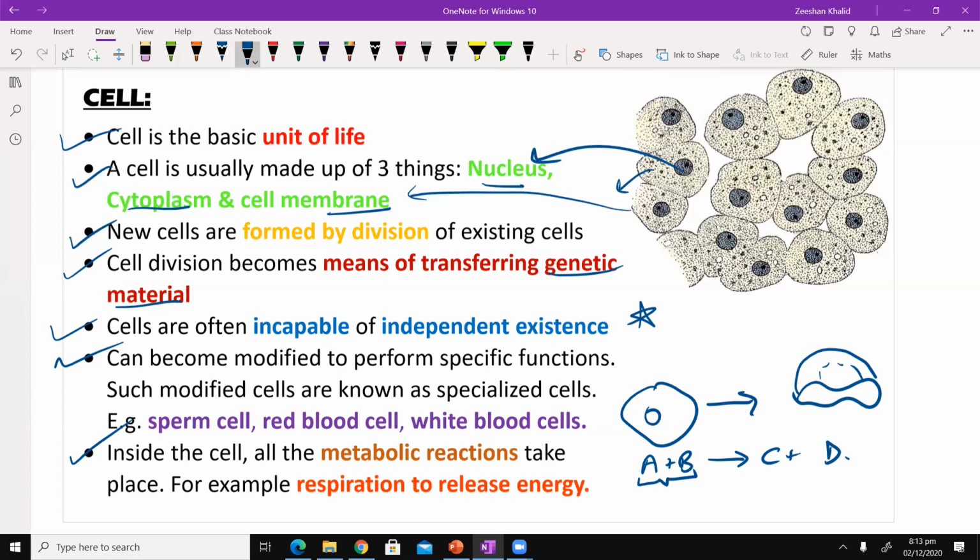What do we call them? Reactants. Reactants, yes, well done. We also call them substrates. Okay, we also call them substrates.